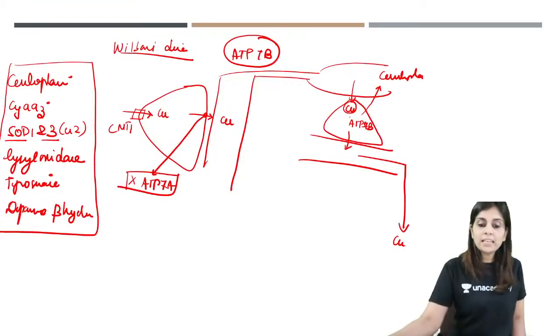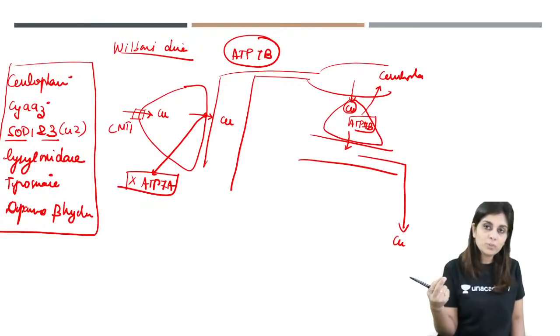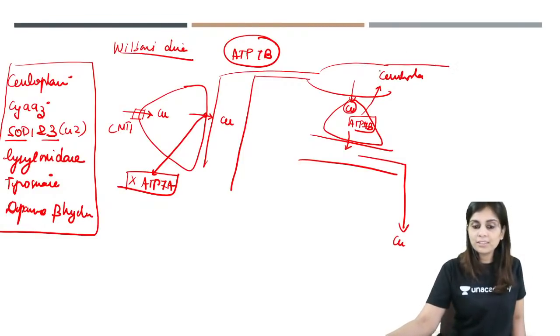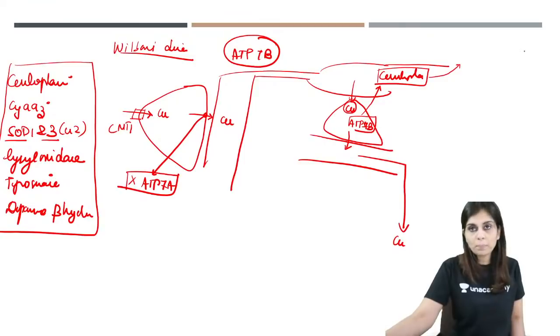So ATP7B has got two functions. One is incorporating copper into apoceruloplasmin, converting it into ceruloplasmin. Next is allowing copper to get excreted into biliary ductules. Now, what if it is secreted as ceruloplasmin into circulation? That way, ceruloplasmin is stabilized. And then the ceruloplasmin allows copper to get incorporated into all those enzymes which need copper.